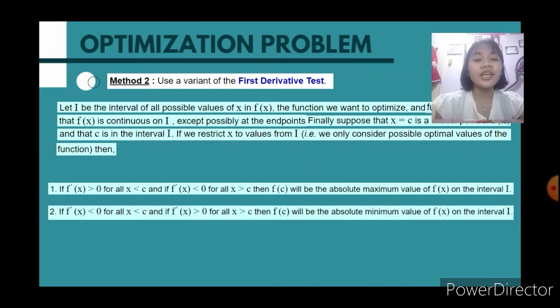And next, if the first derivative of f(x) is less than 0 for all x less than c, and if the first derivative of f(x) is greater than 0 for all x greater than c, then the function f(c) will be the absolute minimum value of the function f(x) on the interval I.